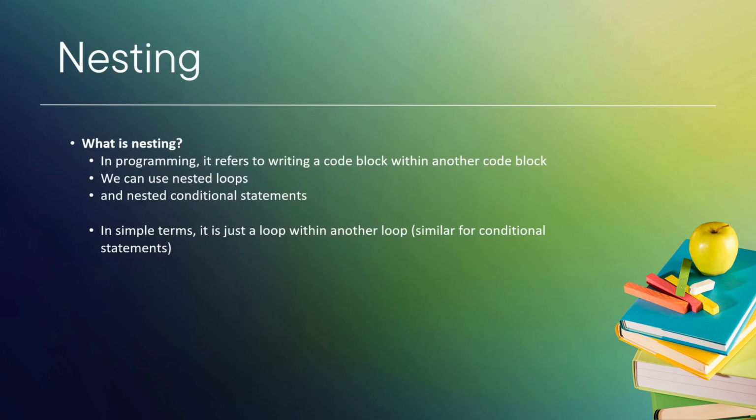So what is nesting? Nesting is when we write a code block within another code block. So we can use nested loops and nested conditional statements. In simple terms, it is just a loop within another loop. So there's a loop and in that loop there is another loop. Similar for conditional statements. There is an if statement and in that if statement, instead of performing an operation or printing the value, we are just using another if statement. We will have a look at the use cases for these two.